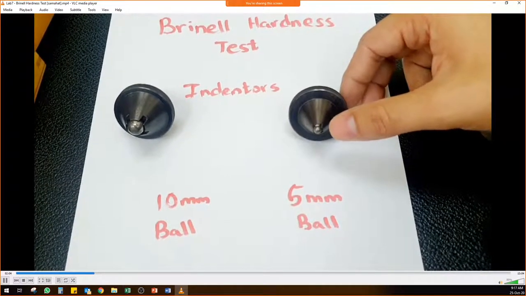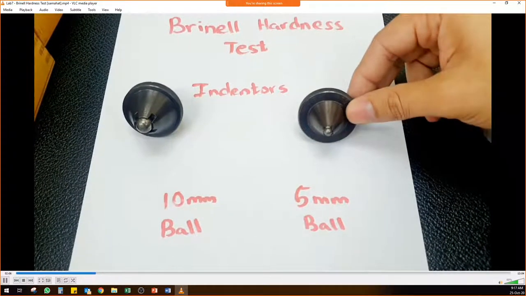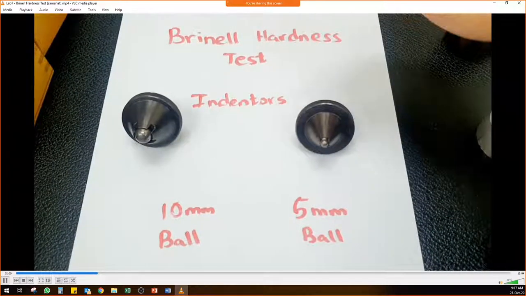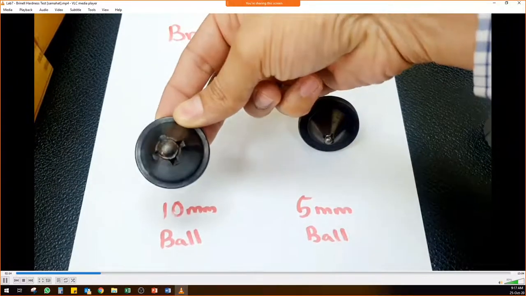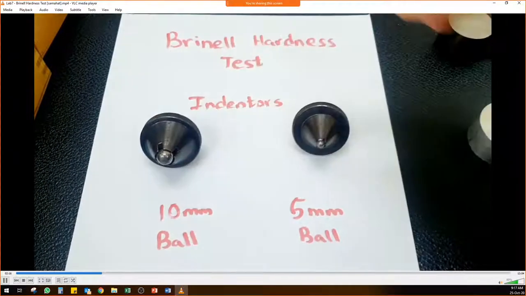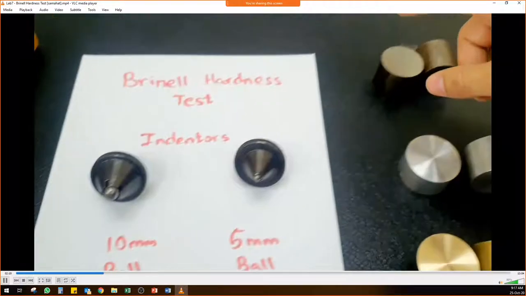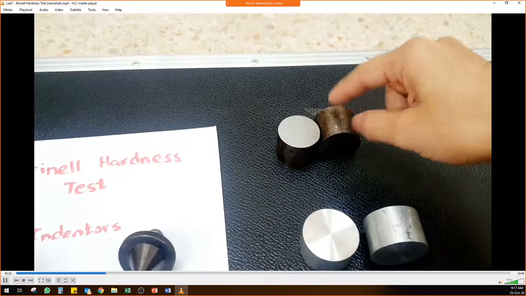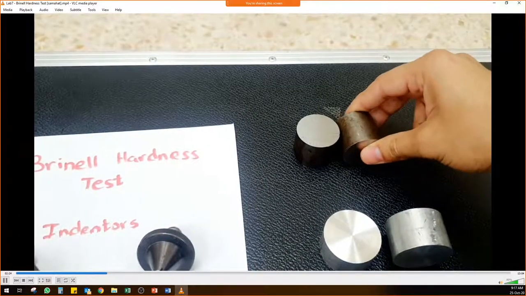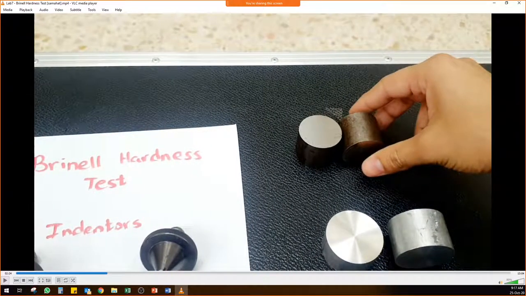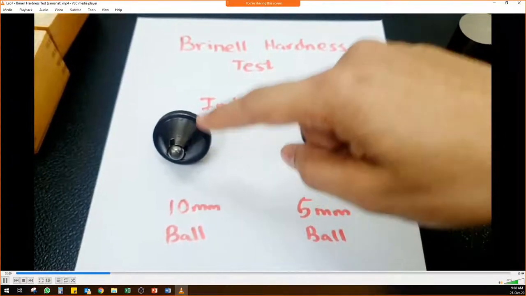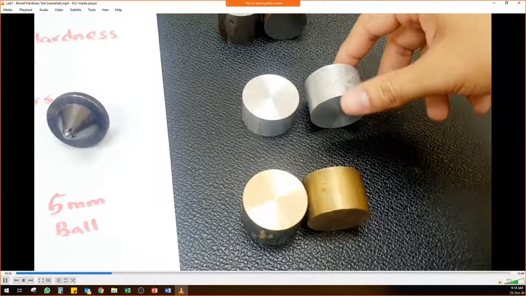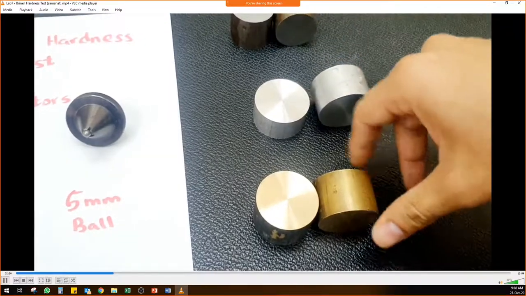There are many types. Depending on the type and size of the indenter, we will calculate the hardness using the Brinell hardness testing formula. Okay, this is the 10 millimeter ball indenter, and we use 5 millimeter balls for ferrous materials. Ferrous materials contain iron, like steel. So this is the important information: 5 millimeter for ferrous. Remember, and we use the 10 millimeter ball indenter for non-ferrous materials. The non-ferrous materials are aluminum and brass.